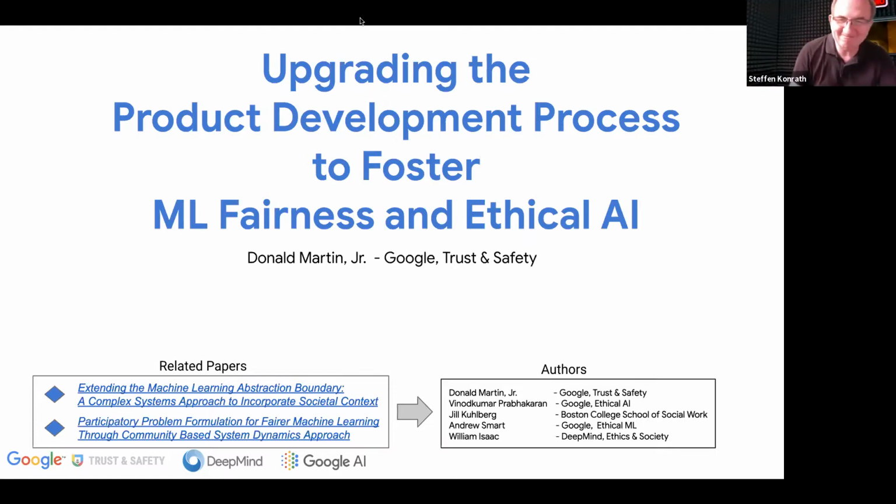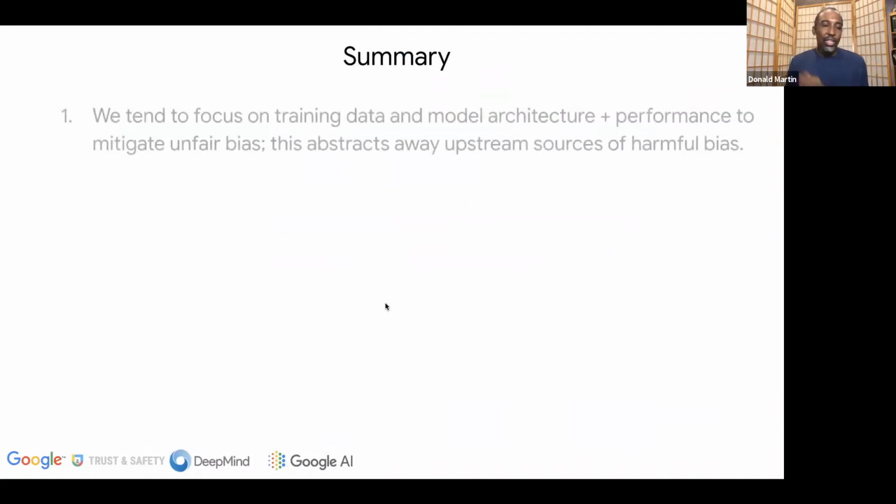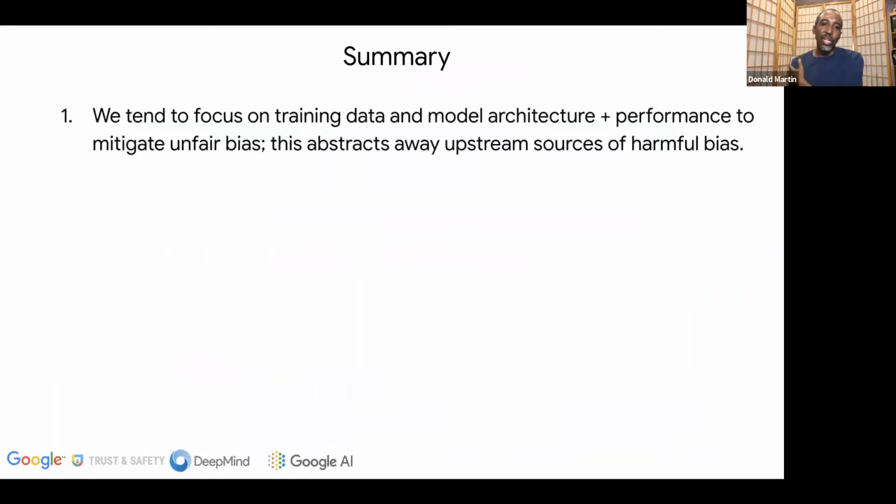Yep. Okay, cool. So as I said in the beginning, I'm going to be talking about upgrading the product development process to foster machine learning fairness and ethical AI. And there are four key points that I want to try to get across.